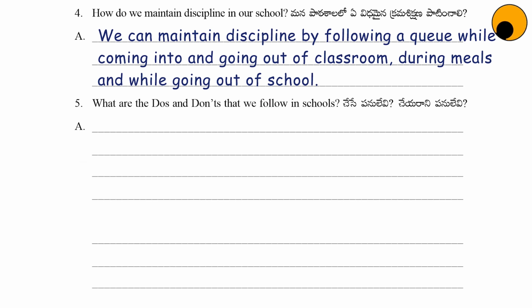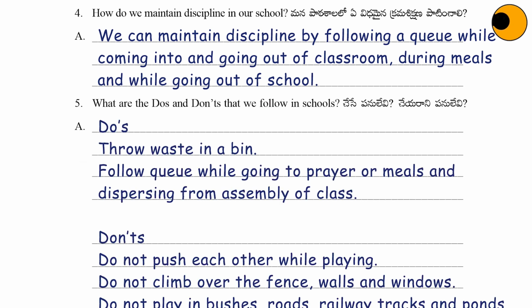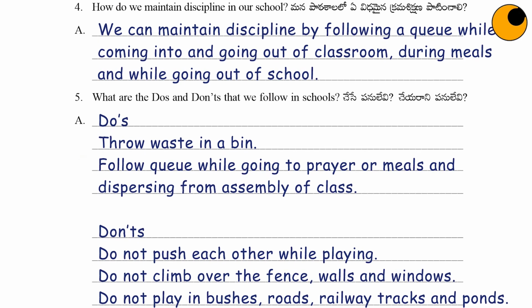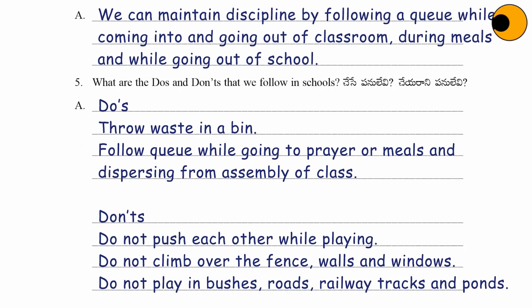What are the do's and don'ts that we follow in schools? Do's: throw waste in a bin, follow cue while going to prayer or meals, and dispersing from assembly or class. Don'ts: do not push each other while playing. Do not climb over the fence, walls, and windows. Do not play in bushes, roads, railway tracks, and ponds.